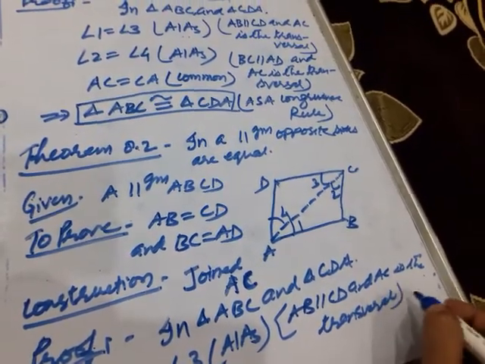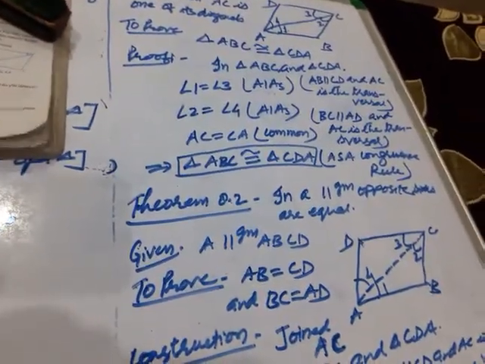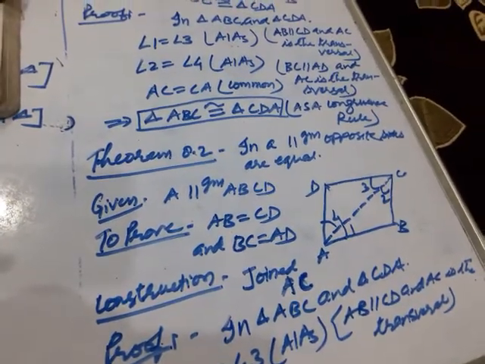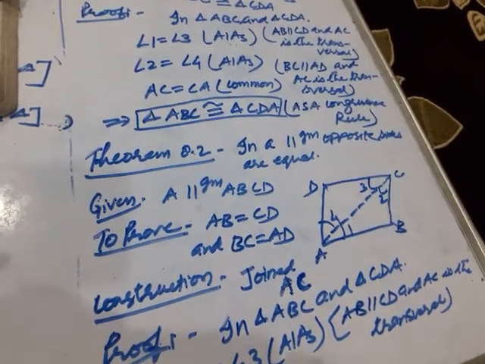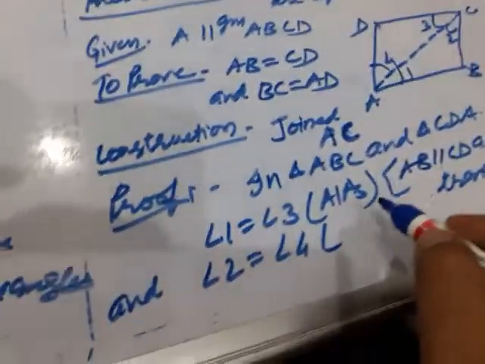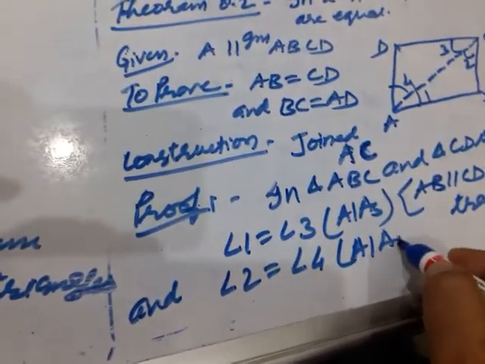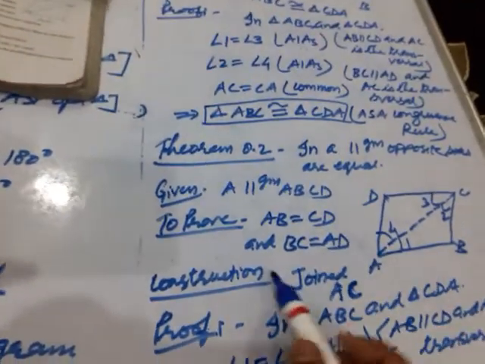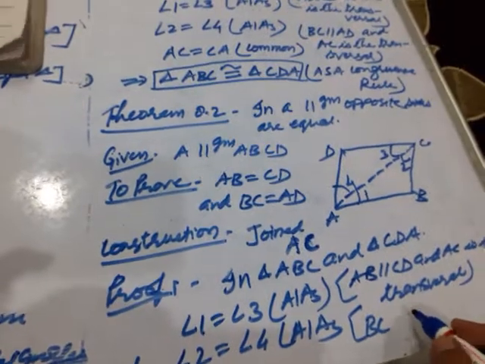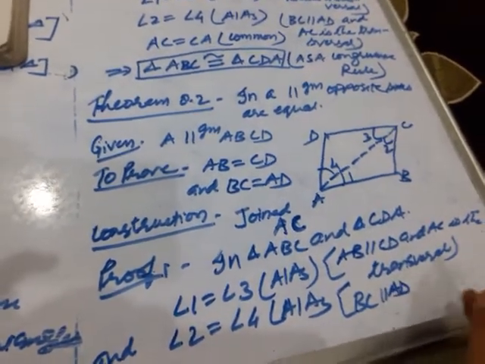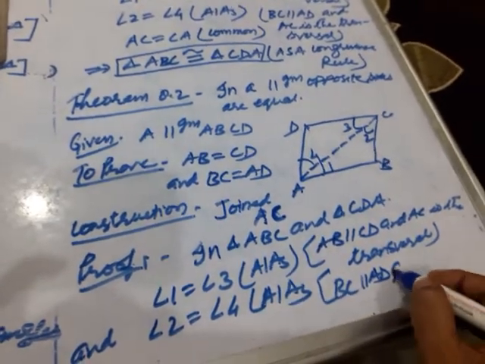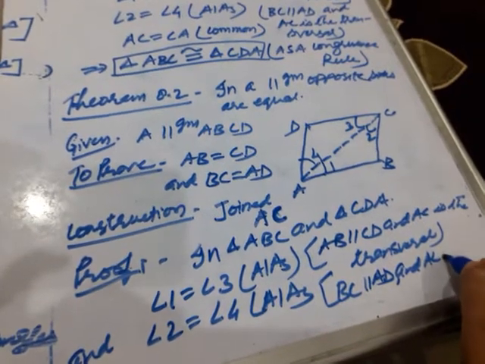AC is the transversal. Okay children, and what else is there? Angle 1 equal to angle 3 we have seen. Now angle 2 equal to angle 4. Clear? Angle 2 equal to angle 4, they are also alternate interior angles. Why? Because here ABCD is a parallelogram. BC is parallel to AD. In a parallelogram we know that opposite sides are parallel. BC is parallel to AD and AC is the transversal.